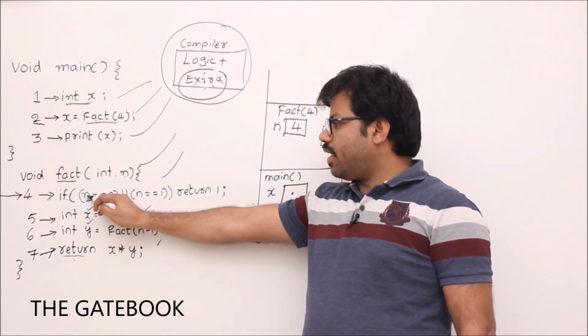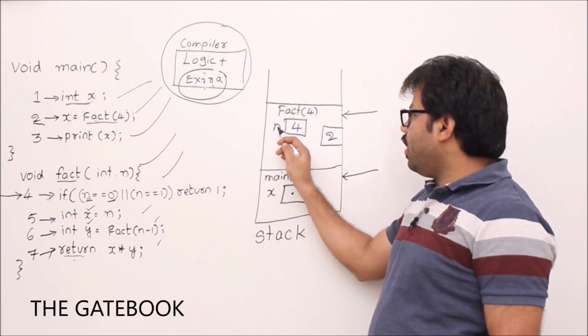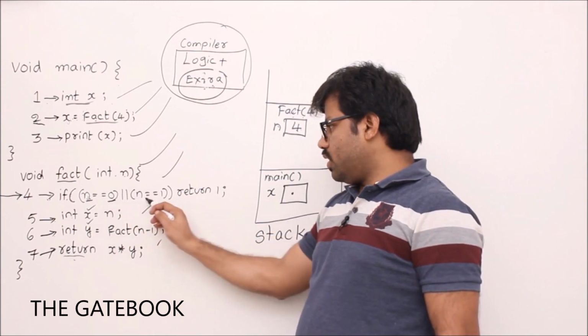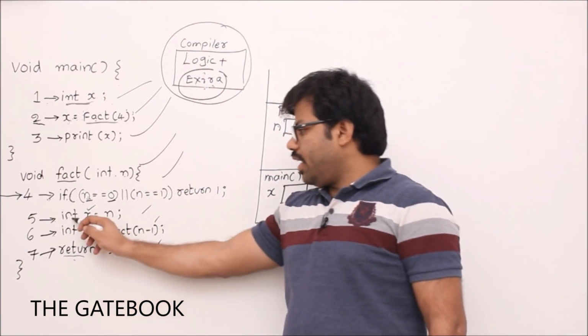When you write n directly, it will refer to this one. So what is that? n is 4. Is it 0? No. Is it 1? No. Then control comes to line number 5. Execute it: int x equal to n.